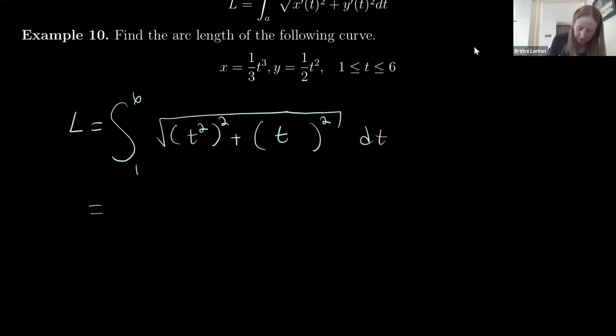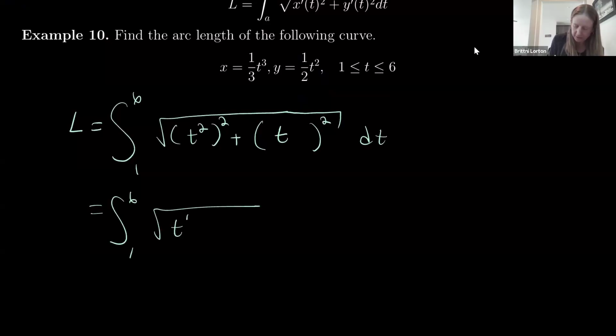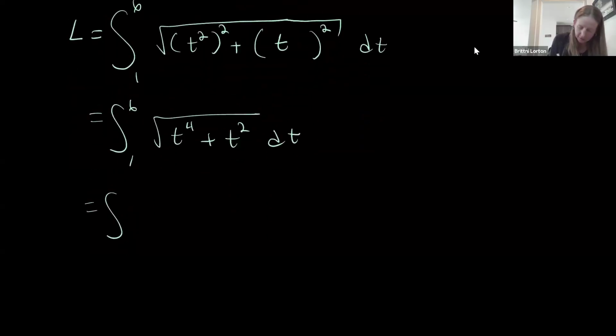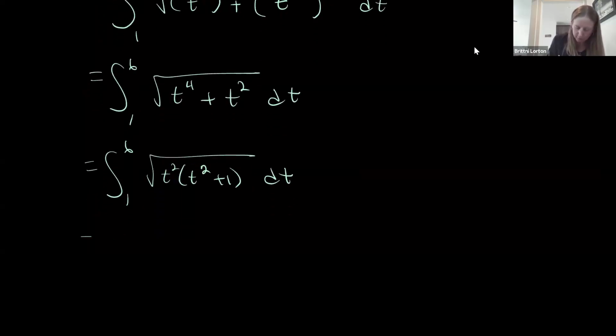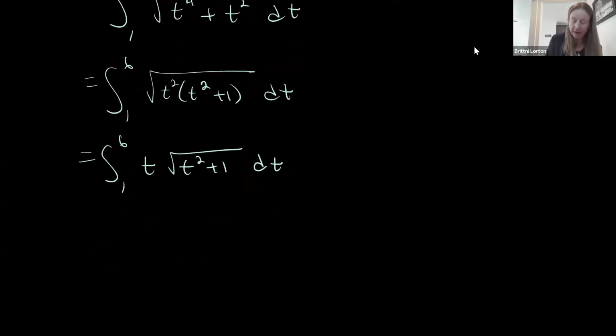And then we simplify. So then I have the integral from 1 to 6 of the square root of t to the 4th plus t squared dt, which I can simplify even further as the integral from 1 to 6 of the square root of t squared times t squared plus 1. I just factored out a t squared, but now I have a product, so the square root can go to each one of those, and that will become the integral from 1 to 6 of the square root of t squared, which is just t because everything is positive, times the square root of t squared plus 1. Now the inside is a polynomial of one higher power than the outside, so I can do a u sub.